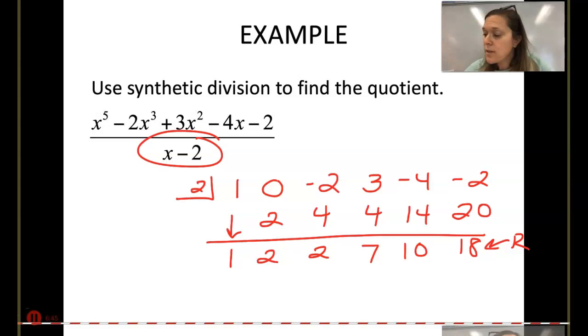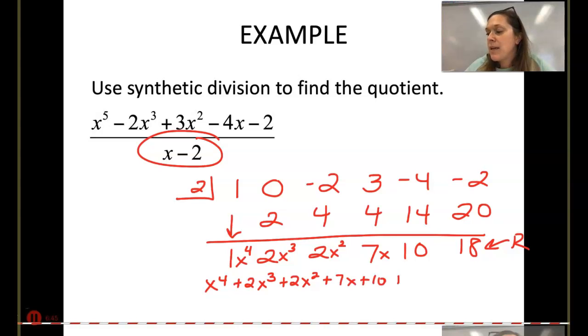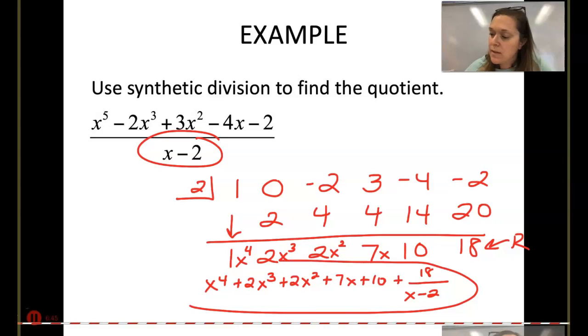We started with a 5th degree. Taking 1 away puts me at an x to the 4th, x to the 3rd, x squared, x, constant. They're all pluses because I have all positive numbers. So I have x to the 4th plus 2x to the 3rd plus 2x squared plus 7x plus 10 plus my remainder of 18 over the divisor of x minus 2. There's your answer. A lot quicker than it probably would have been to do long division, hopefully, because we're just multiplying and adding, multiplying and adding, multiplying and adding.